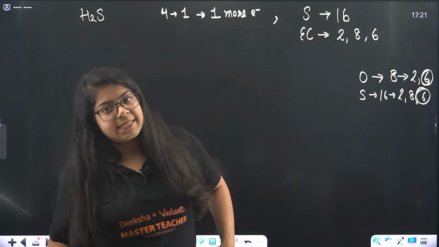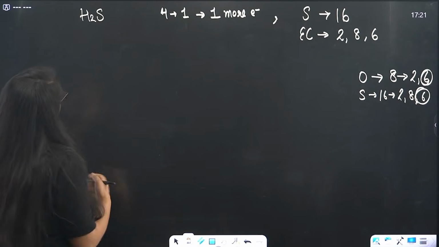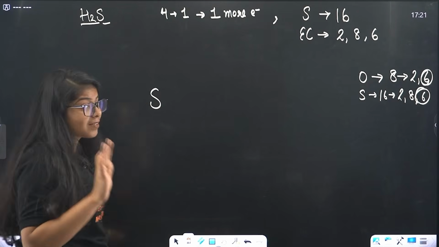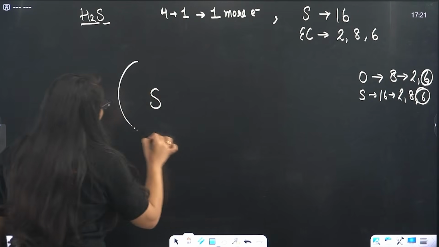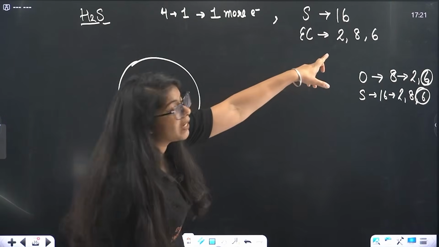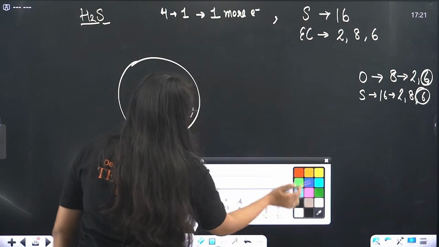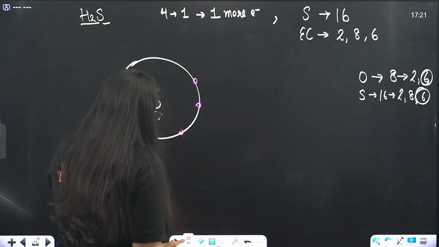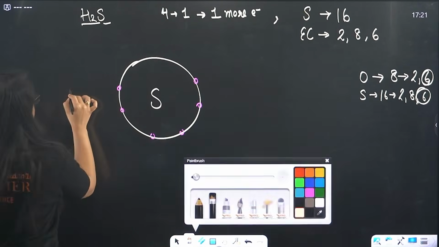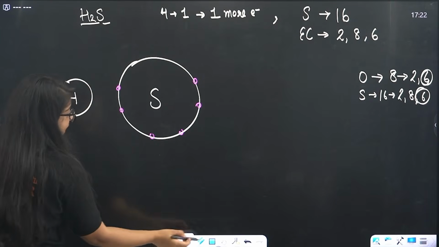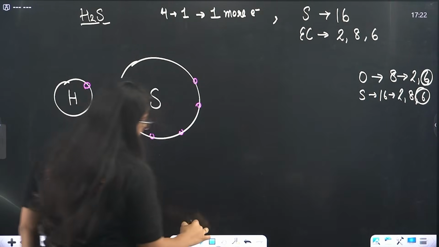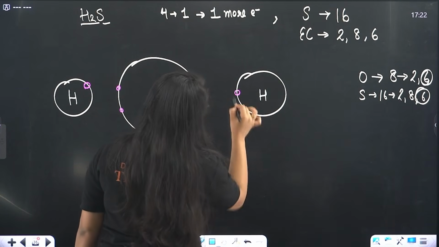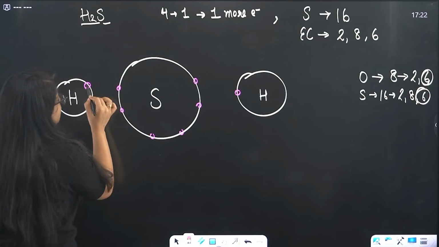Understood? Now, beta, we have two hydrogens and one sulfur. I will just make the valence shell of sulfur. How many electrons are there in the valence shell of sulfur? There are 6 electrons. 1, 2, 3, 4, 5, 6. And hydrogen has only one valence electron, and another hydrogen again has one valence electron. So these will make a bond.